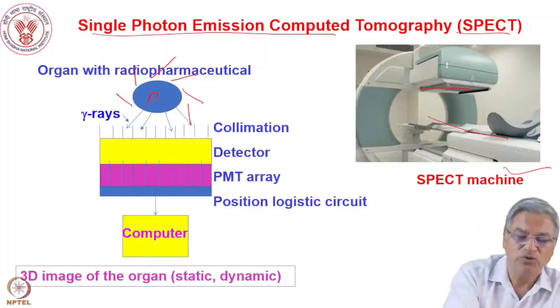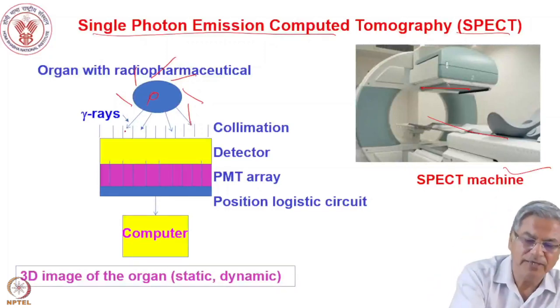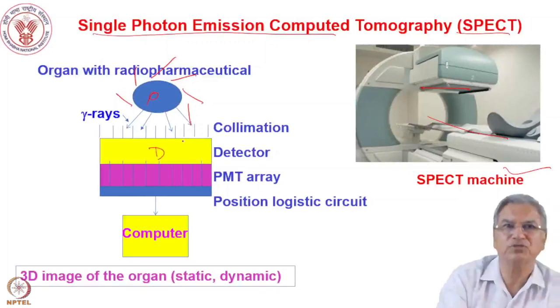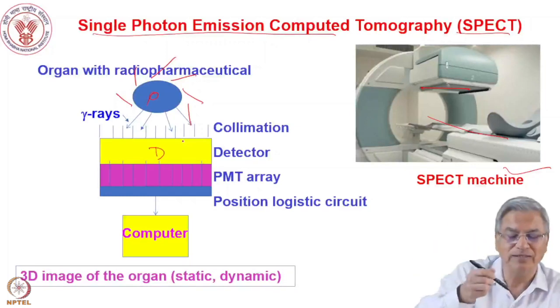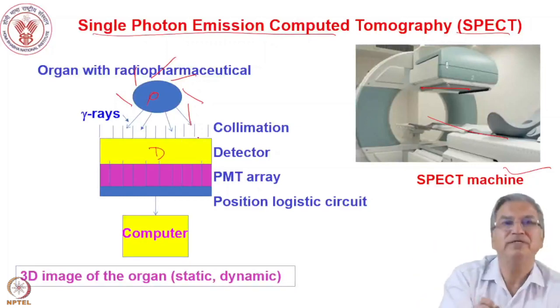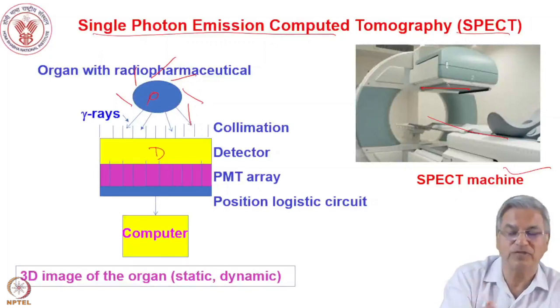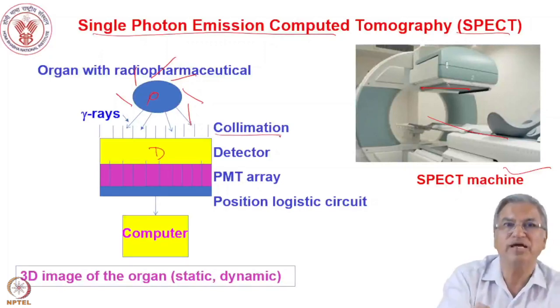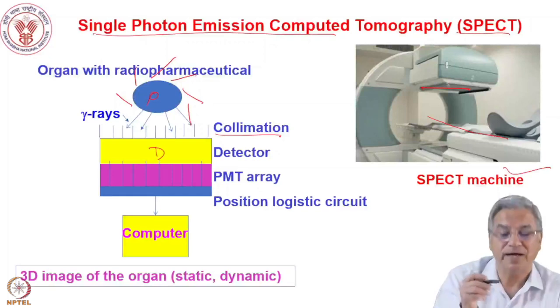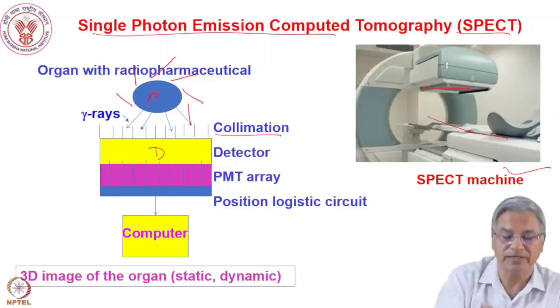So you have a detector where the gamma ray is made to pass through collimators. So it will go at a particular angle, so that tells you in which bin this gamma ray has come. This is a segmented kind of system. So this collimation helps you find out the place from which the gamma ray has come.